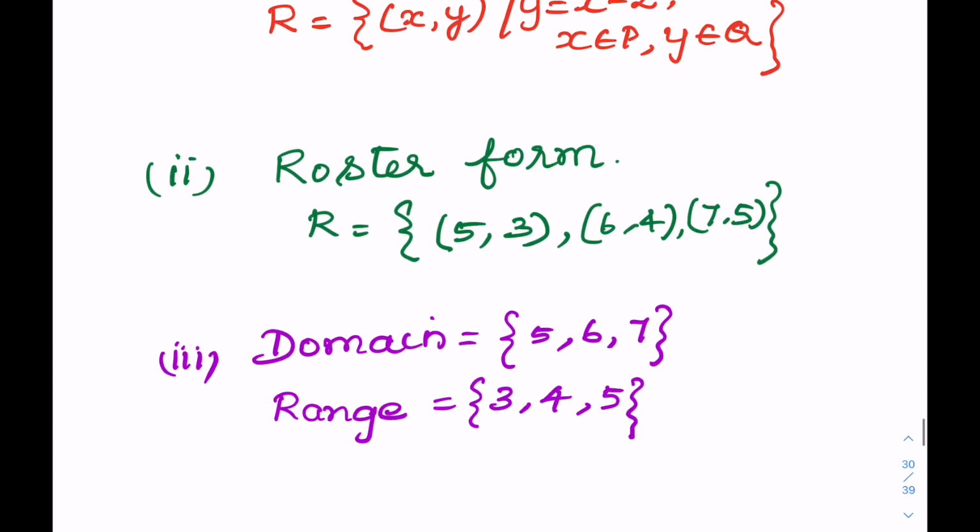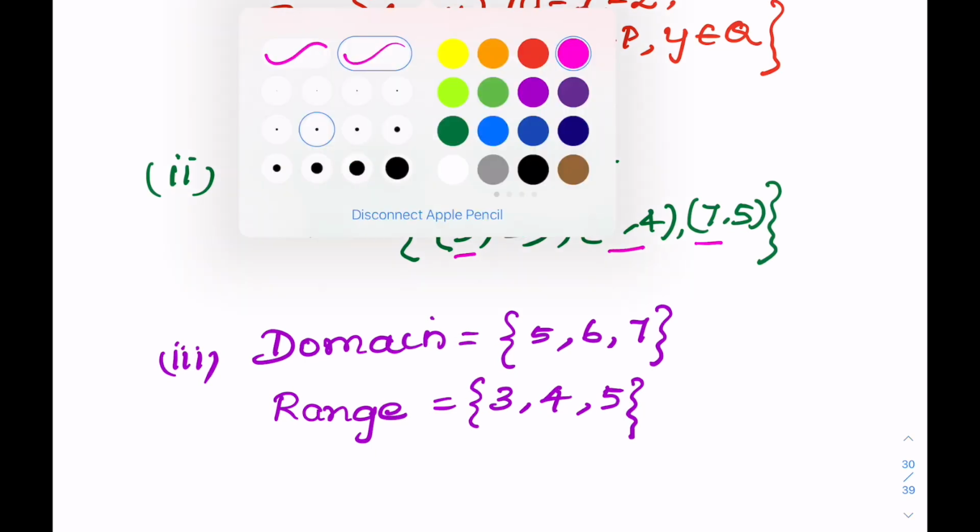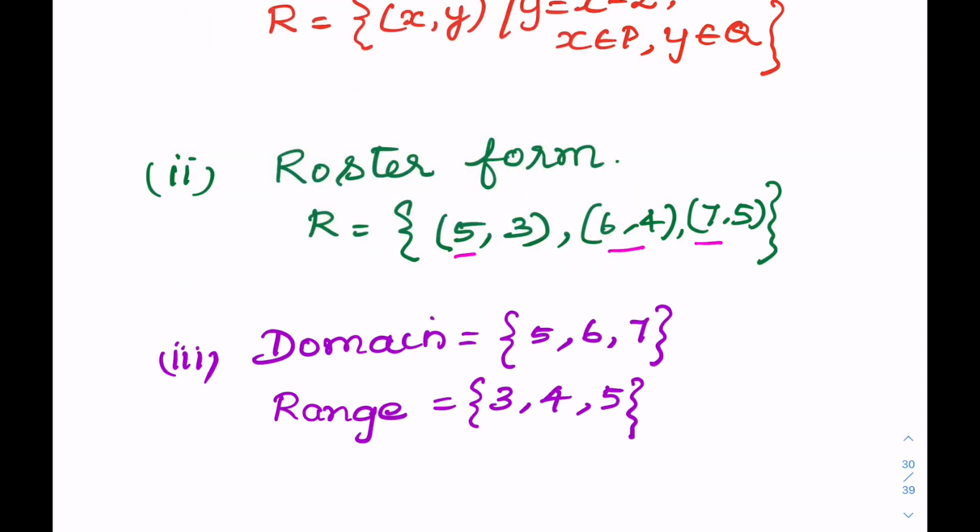Domain. The domain is the set of first elements of the ordered pairs of the relation. So see, we have 5, 6 and 7. So that is our domain. Range is the set of second elements of the ordered pairs of the relation. So the second elements are 3, 4 and 5. Therefore the range is 3, 4 and 5.